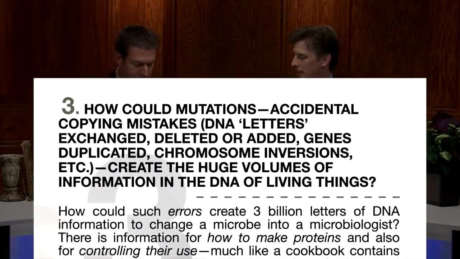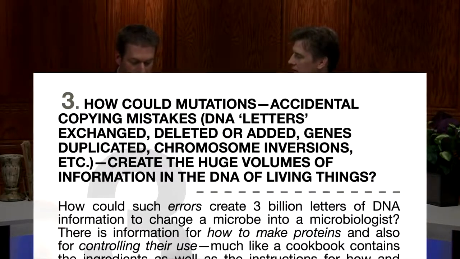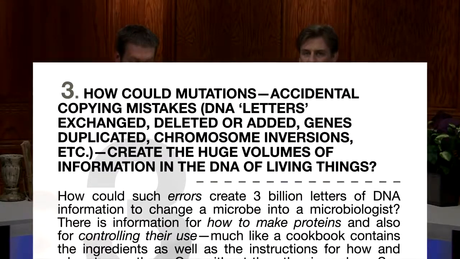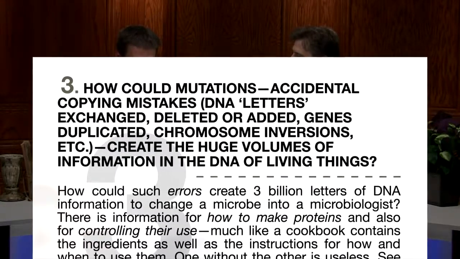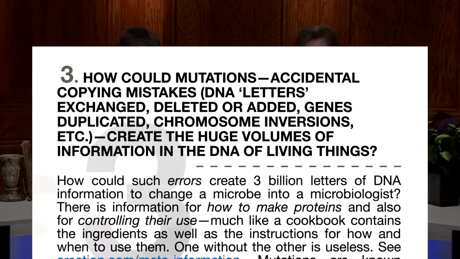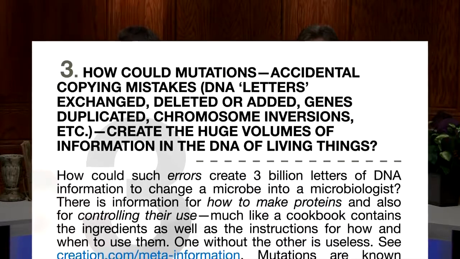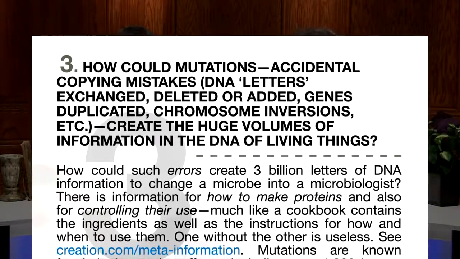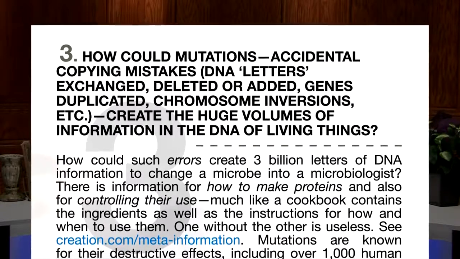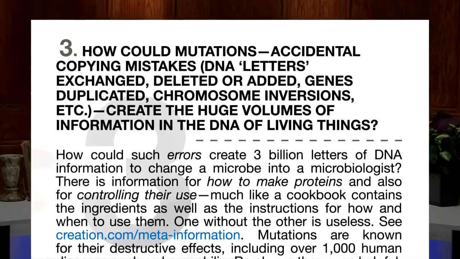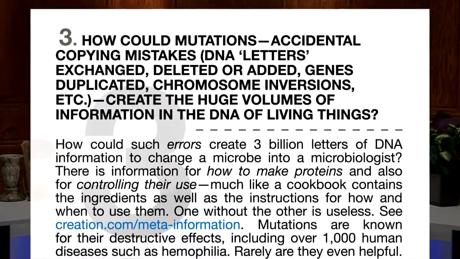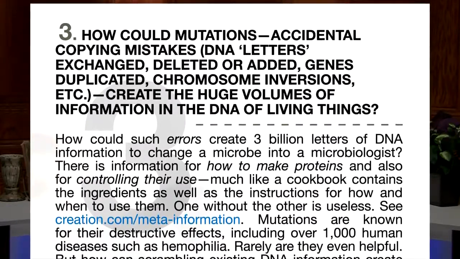And then there's some additional details. How could such errors create 3 billion letters of DNA information to change a microbe into a microbiologist? There is information on how to make proteins and also for controlling their use, much like a cookbook contains the ingredients as well as instructions for how and when to use them. Without one, the other is useless. See, for example, creation.com/meta information for more details on that particular dilemma.